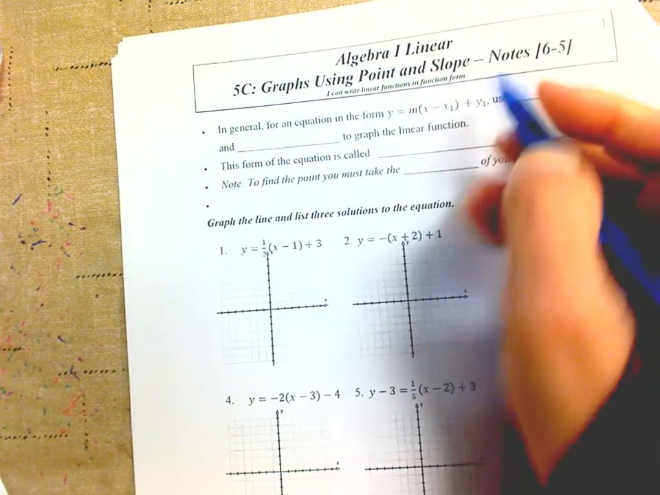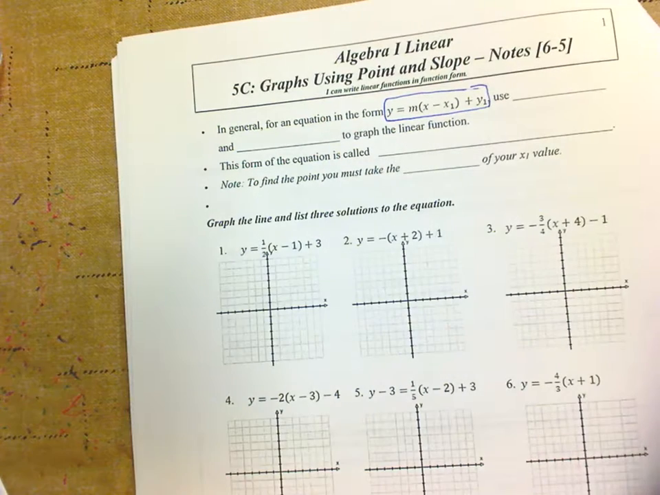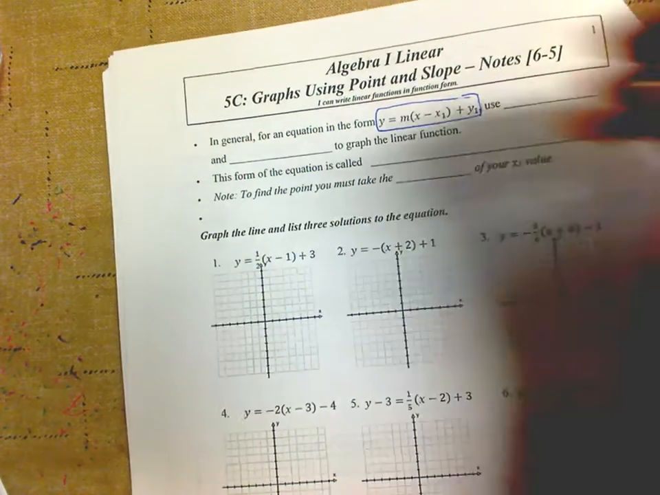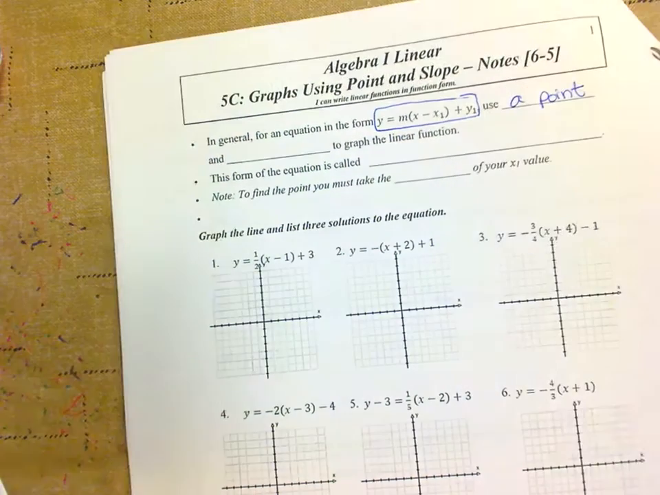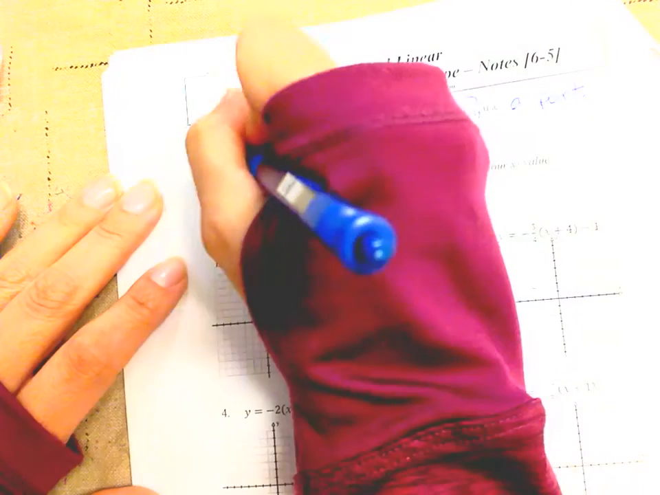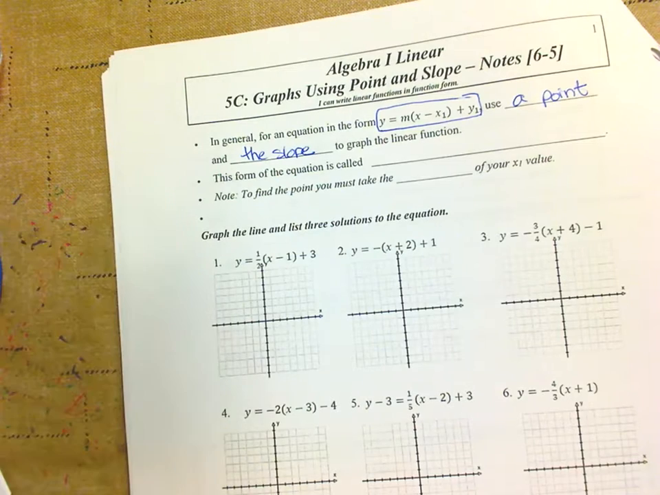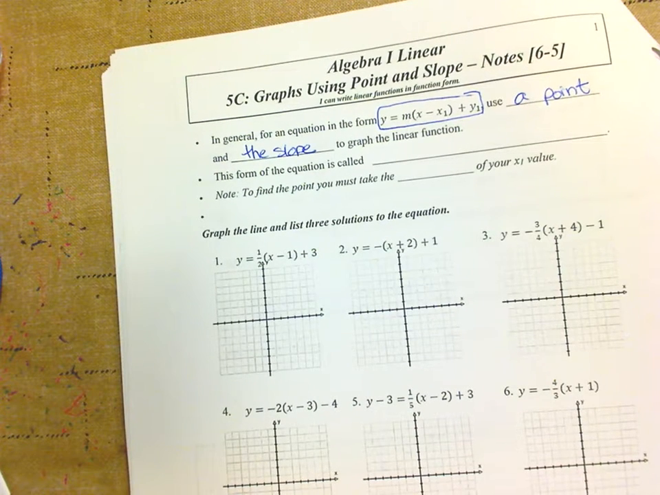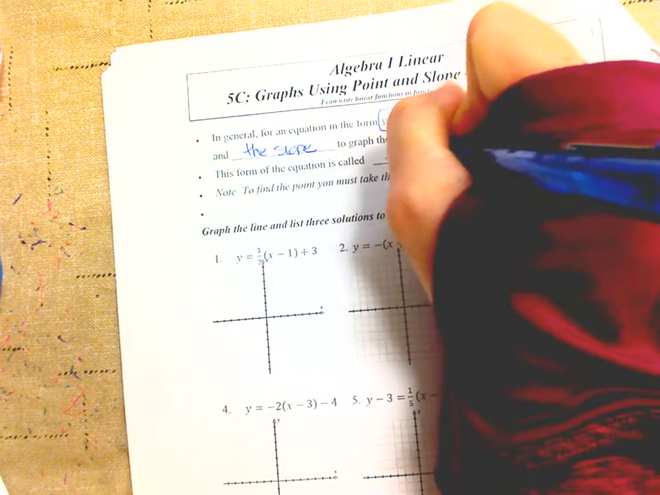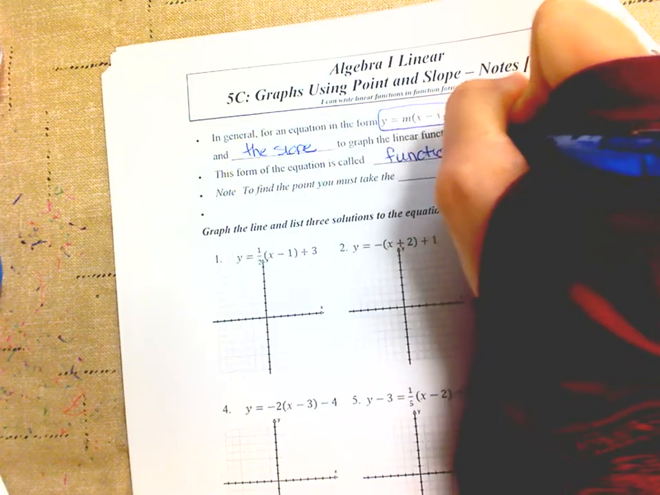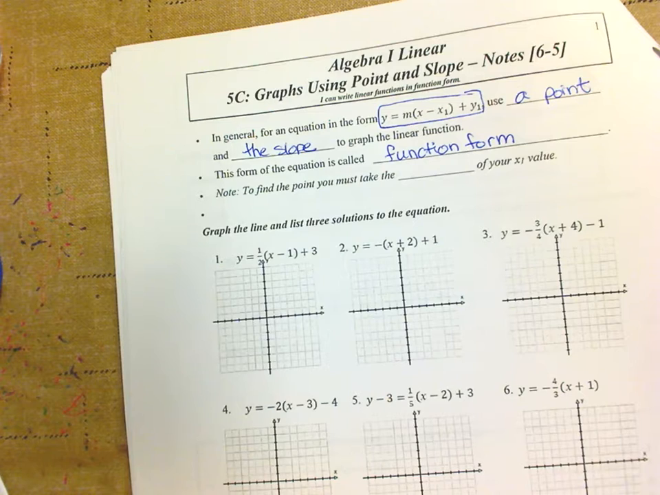So in general, this is the form we're going to refer to as function form. And you're going to use a point, an ordered pair, and the slope to graph a linear function. So every time you're graphing, you need a point and a slope if you're going to graph a line. This form, like I said, is called function form, which is kind of a modified point slope form.